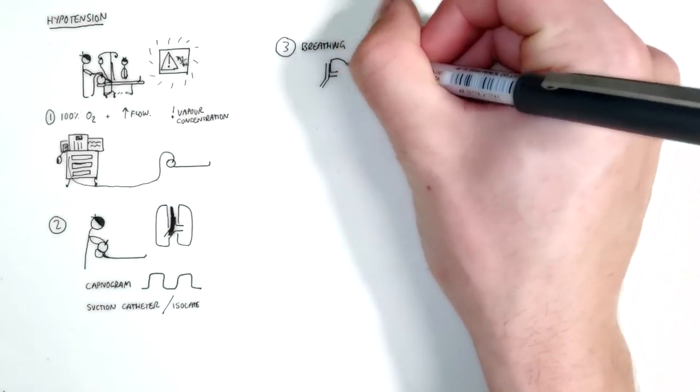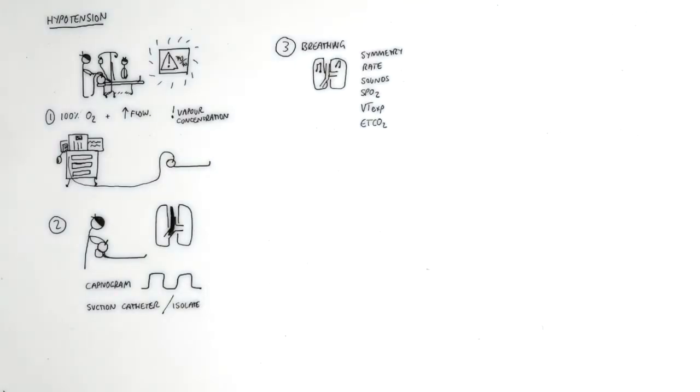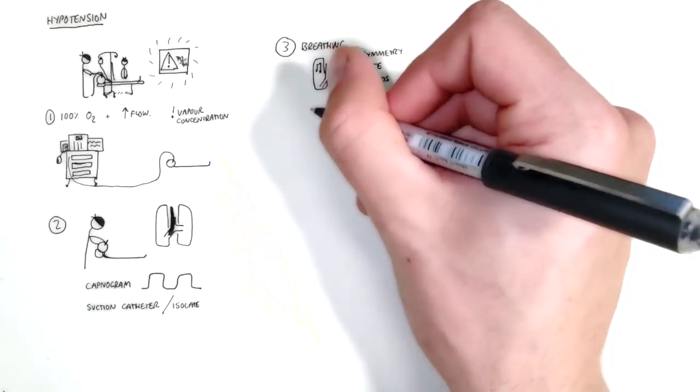Breathing comes next, and we're going to rapidly assess for symmetrical air entry, respiratory rate if the patient's breathing spontaneously, and any relevant sounds such as wheeze that may indicate anaphylaxis. The saturations on the monitor will also give you an idea of peripheral perfusion, and the tidal volumes and end tidal CO2 will give you an idea as to whether intrathoracic pressure is an issue.